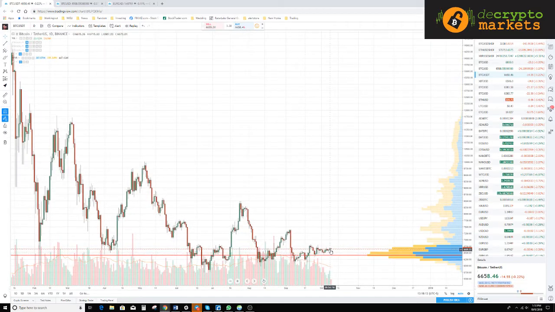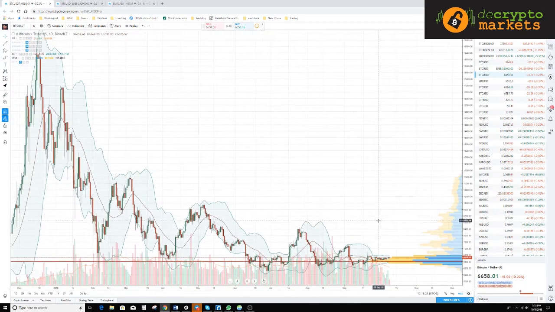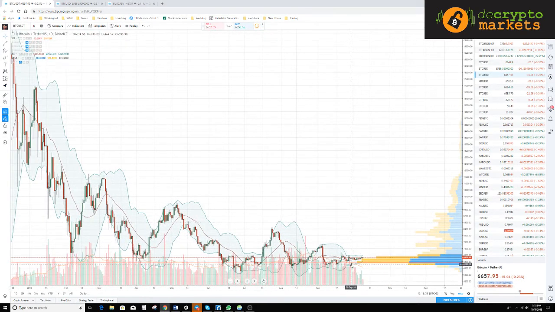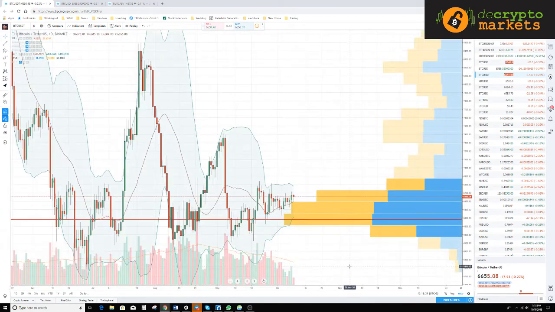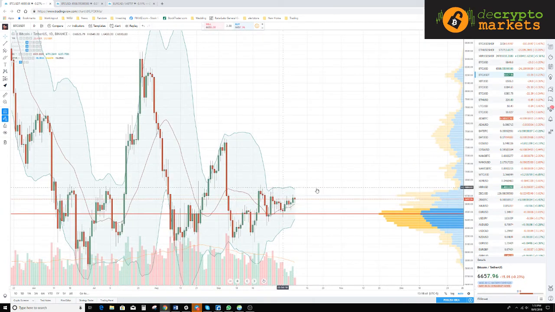This is perfectly aligned with the right technical patterns before we move out. We talked about this on Friday too, that the Bollinger Bands have not been this tight since June or July of 2017. Bollinger Bands have not been this tight. I mean, this is a squeeze.